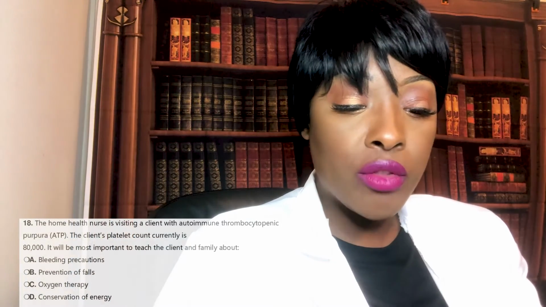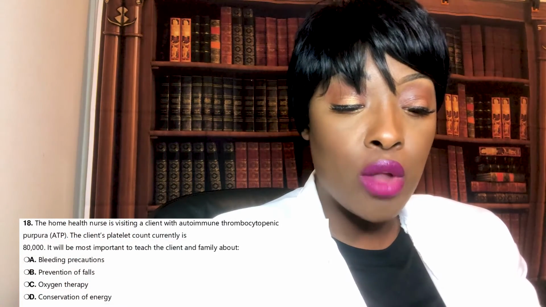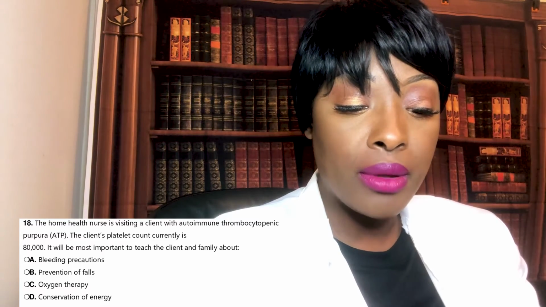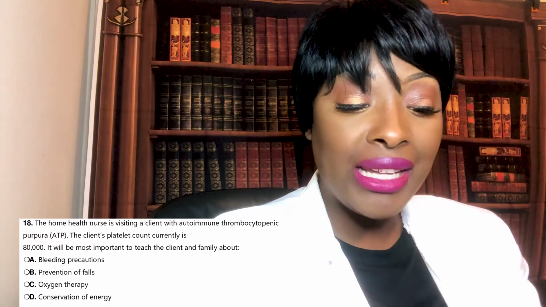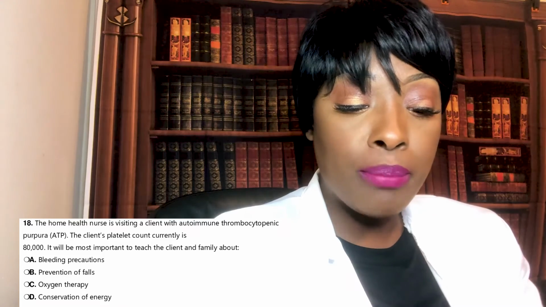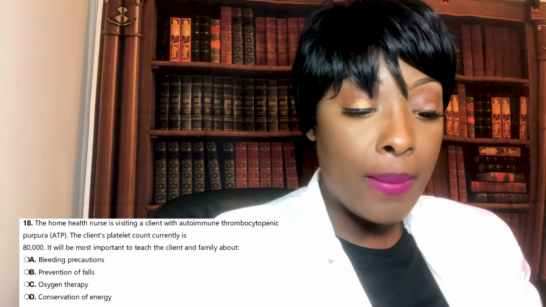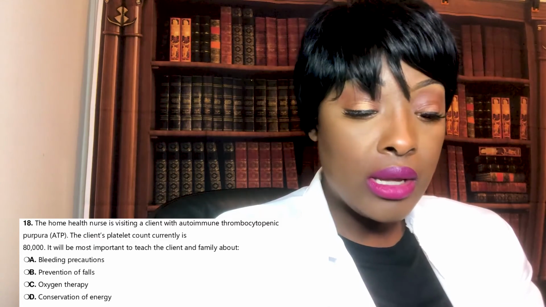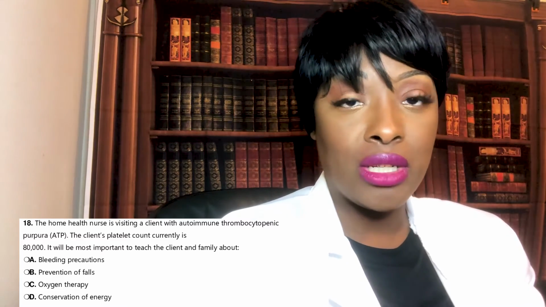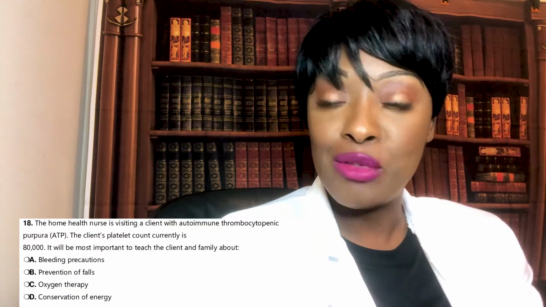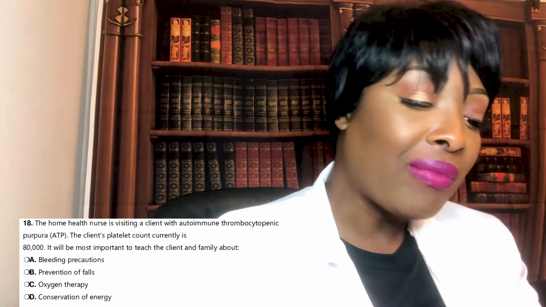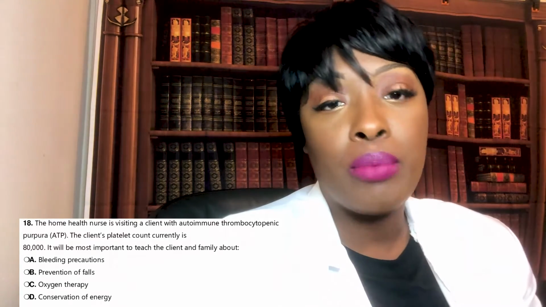All right, guys, last question. A home health nurse is visiting a client with autoimmune thrombocytopenic purpura. The client's platelet count is currently 80,000. It would be most important to teach the client and family about A, bleeding precaution, B, prevention of falls, C, oxygen therapy, or D, conservation of energy. And by now, I'm pretty sure that you guys all got this answer correctly. The correct answer is A, bleeding precautions, guys.